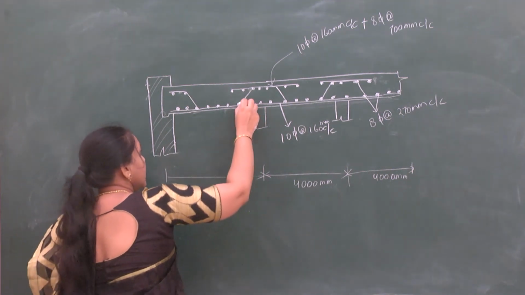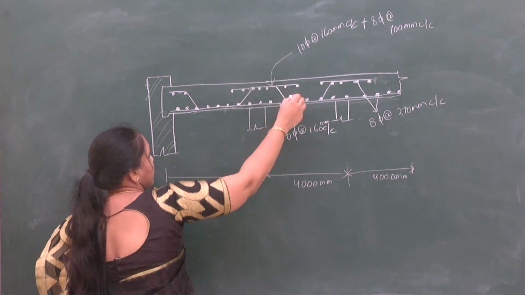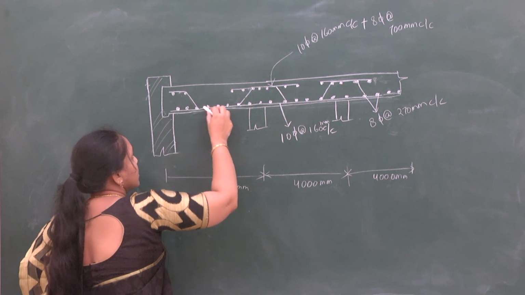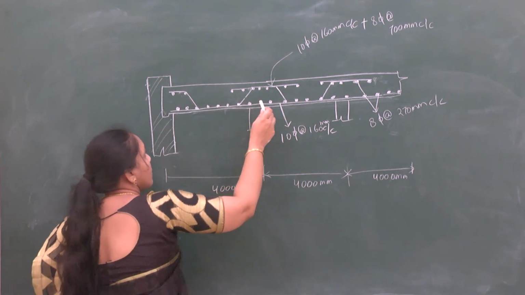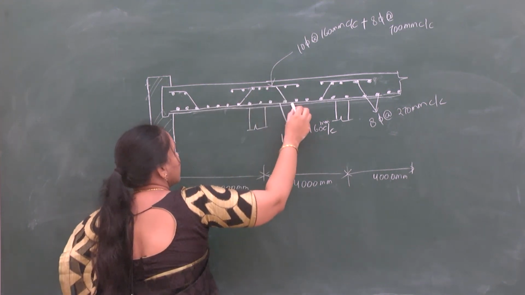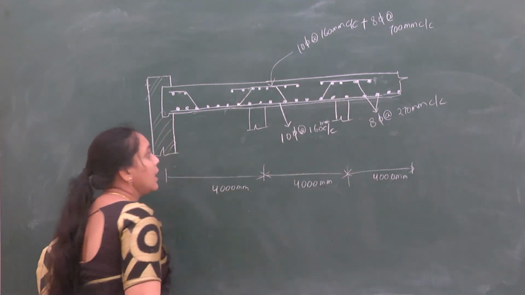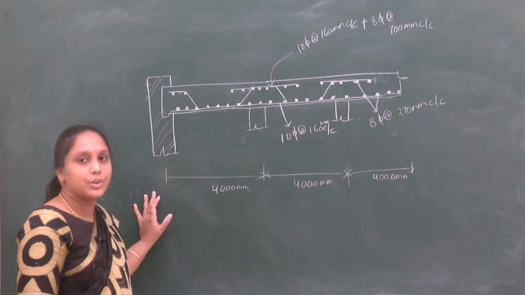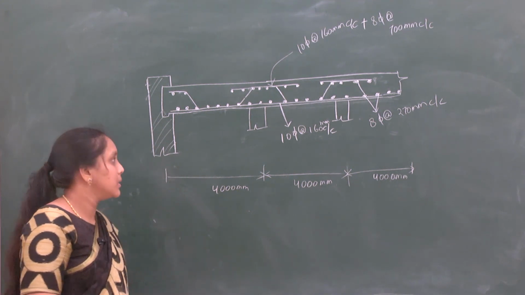So these are the bent up bars. Like this we will get the bars. This will be one bar. Like this we will get the bars. So these are our bent up bars. These are the reinforcement details for the continuous one-way slab.